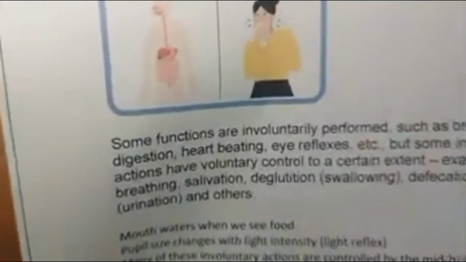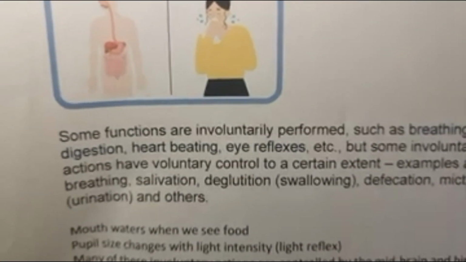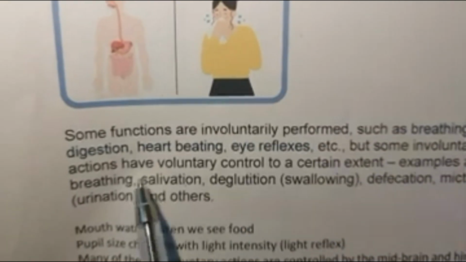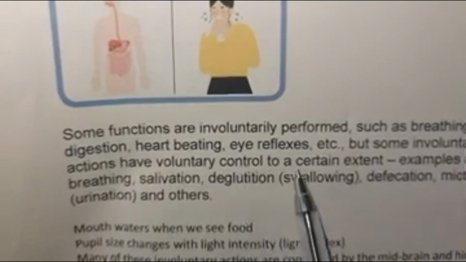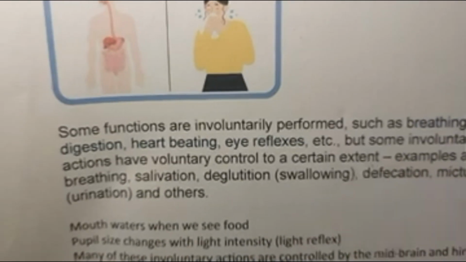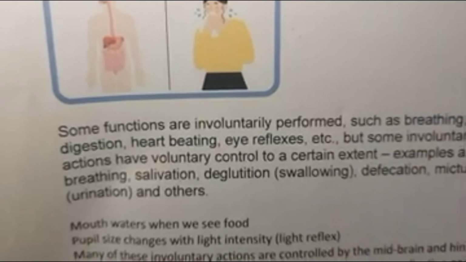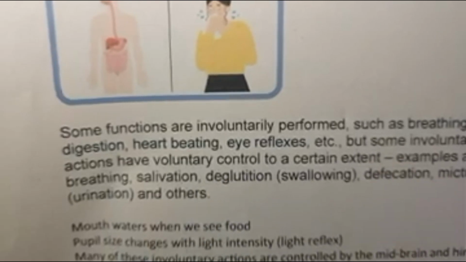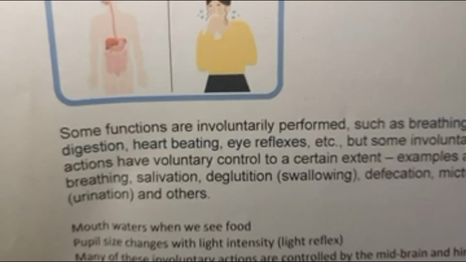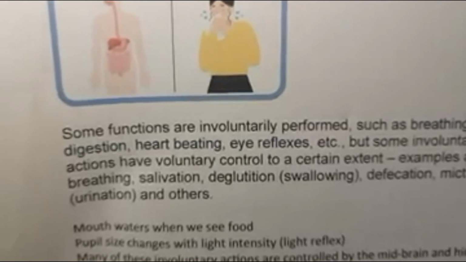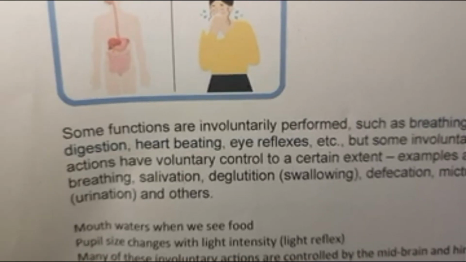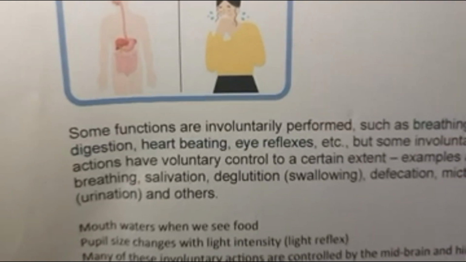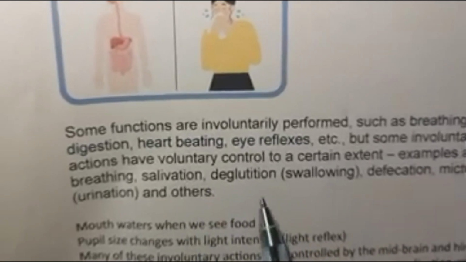Some functions are performed such as breathing, digestion, heart beating, eye reflexes, but some involuntary actions have voluntary control to a certain extent. Examples are breathing. You can control your breathing a little bit. Salivation, you can control by different movements inside the mouth, or by swallowing your saliva, or putting some kind of food, or seeing the food. You can control salivation.